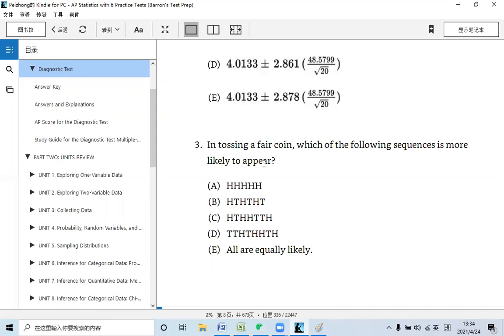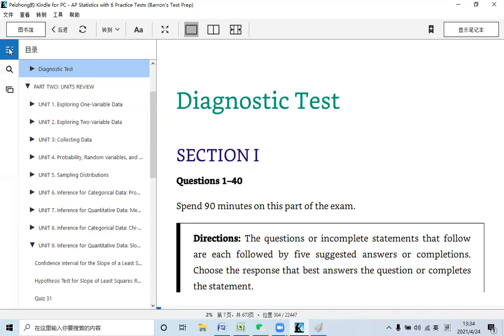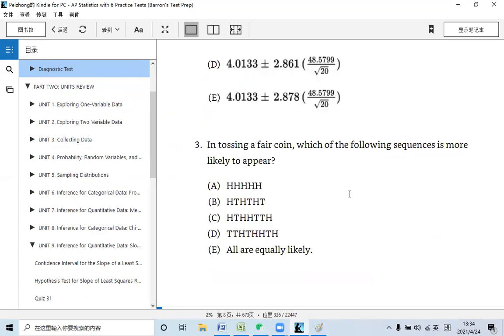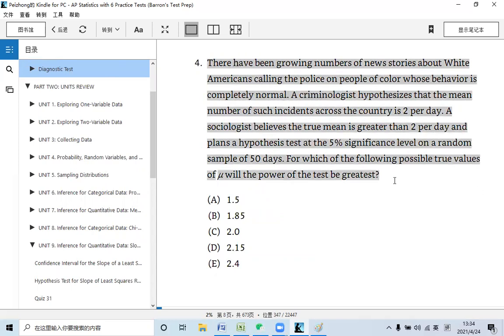I'm kind of confused about this one. Number three says A. A says this one is more likely to occur. But I'm not sure about this one. Let me check. I don't have the right answer.